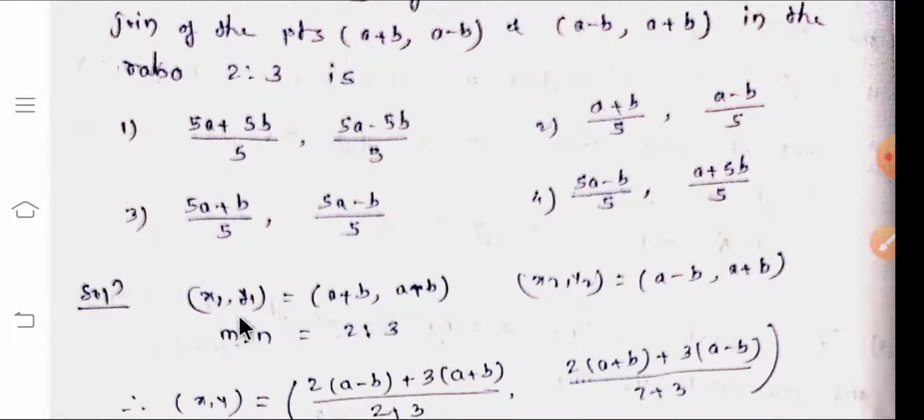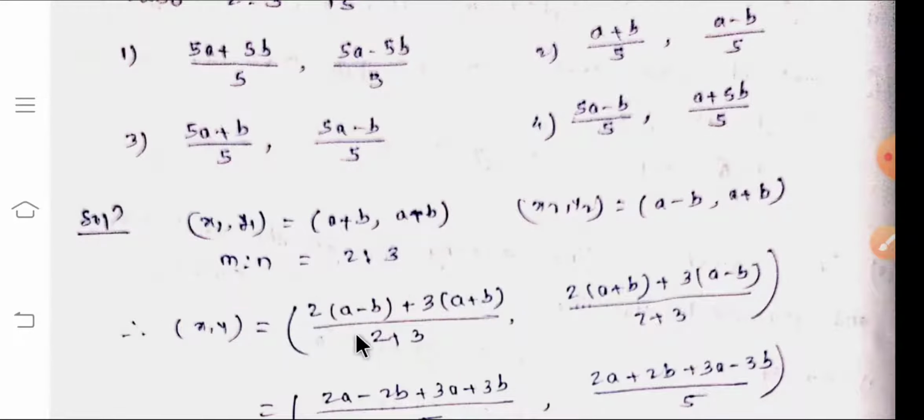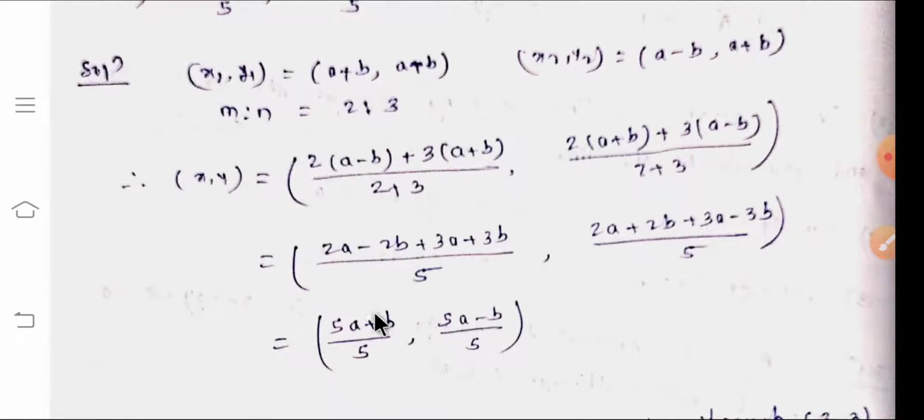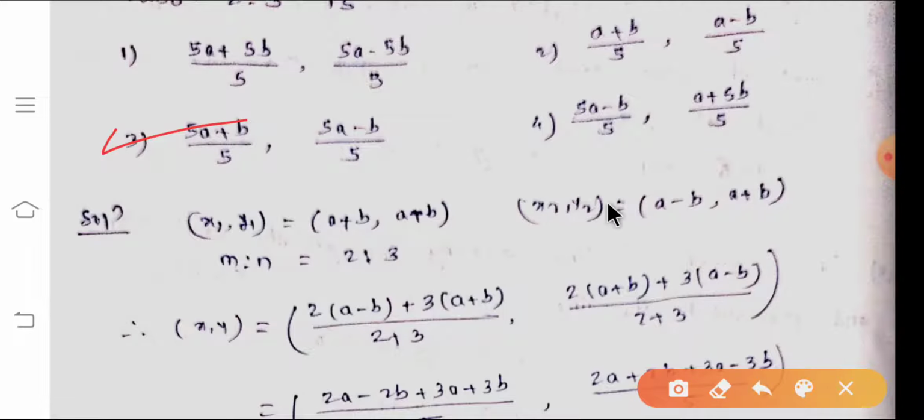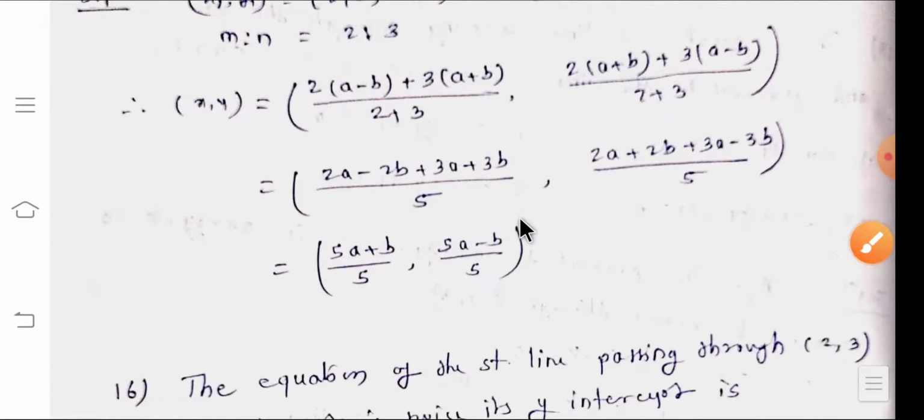So apply, x1, y1 are a + b, a - b, x2, y2 are a - b, a + b, m is to n, m is equal to 2, n is equal to 3, m is to n is 2:3. So the point (x, y) is, we substitute here, (m x2 + n x1)/(m + n), comma (m y2 + n y1)/(m + n). By substituting all the points here, we get (5a + b)/5 and (5a - b)/5. So the third option is the right option. By simplification we get this one. So remember that formula, you get the solution.